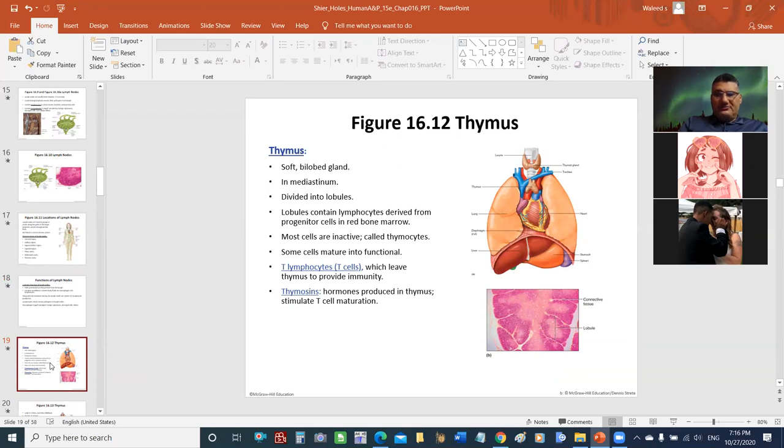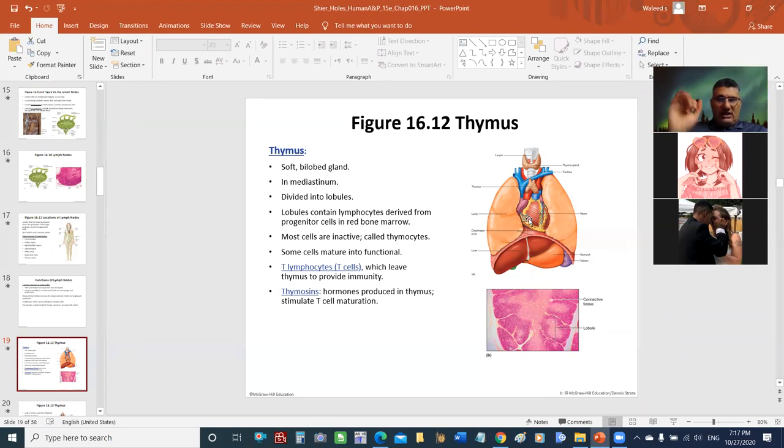Now the thymus. The thymus is one of the lymphatic organs. Remember I told you the organs? Lymph nodes, spleen, thymus. These are three organs. They are not just tissues. They contain tissues surrounded by a capsule, so each is a complete organ. So we're discussing the organs now. First organ was lymph nodes.